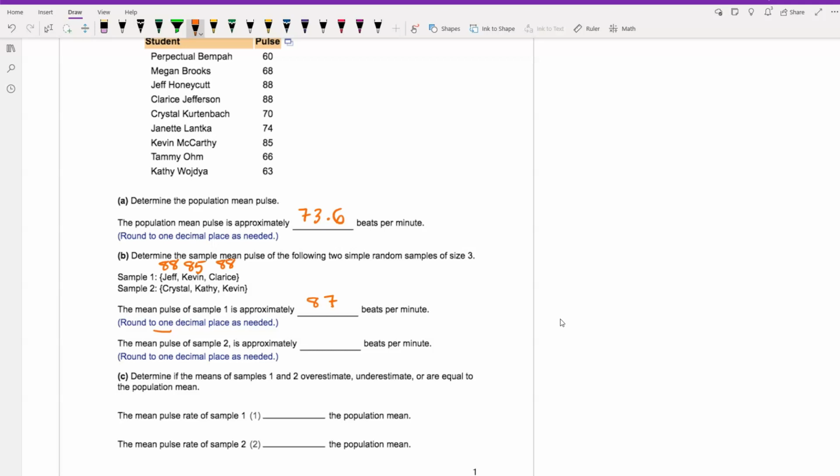For sample 2, we have Crystal, Katie, Kevin. So here, Crystal is 70. Katie is 63. And Kevin is 85. Again, we have to enter these numbers into one of the columns. We have 3 numbers, and then use stat, calc, number 1, 1-Var Stats, same as what I did for part A, to find the answer for this one. Again, it's asking to round to 1 decimal place, and the answer is 72.7.